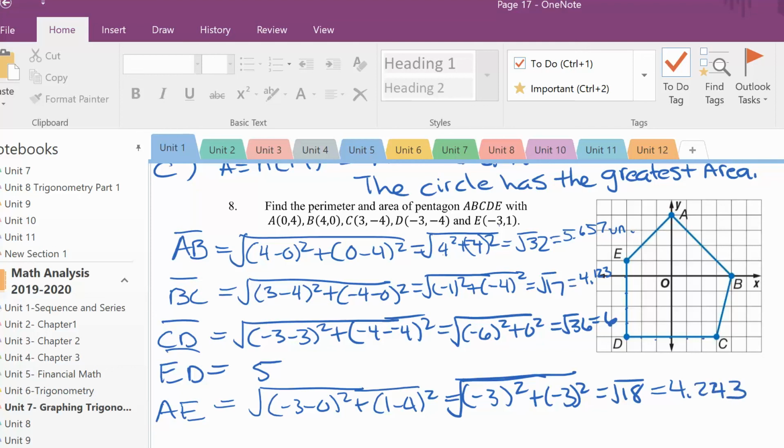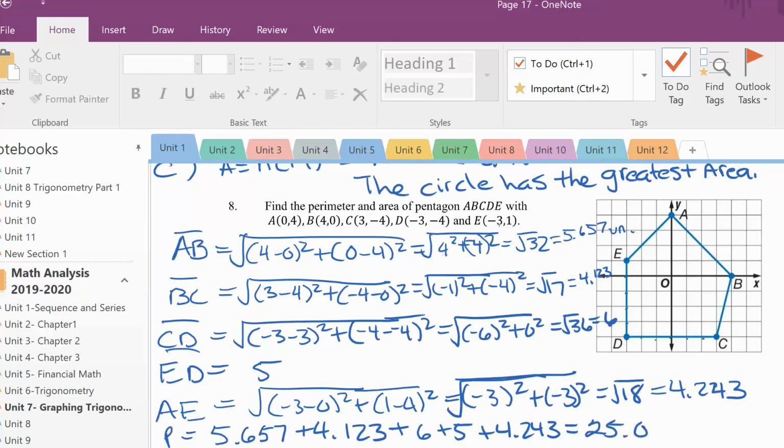So when you add them all up, so you go 5.657 plus 4.123 plus 6 plus 5 plus 4.243. That's the perimeter, and that equals 25.023 units for the perimeter.